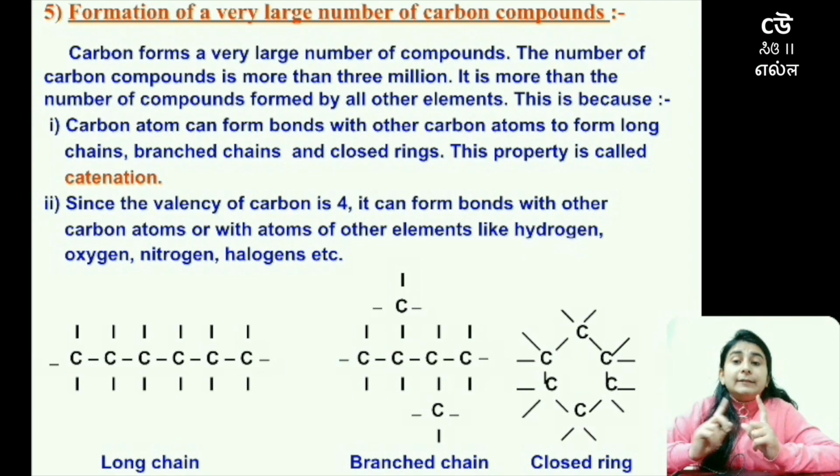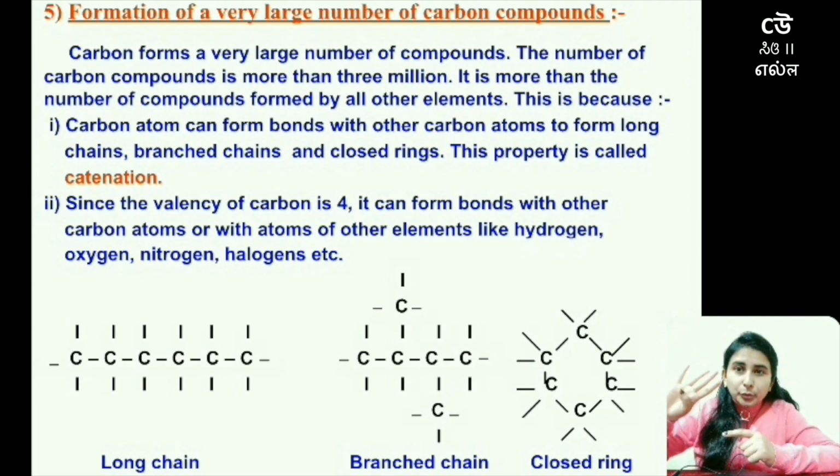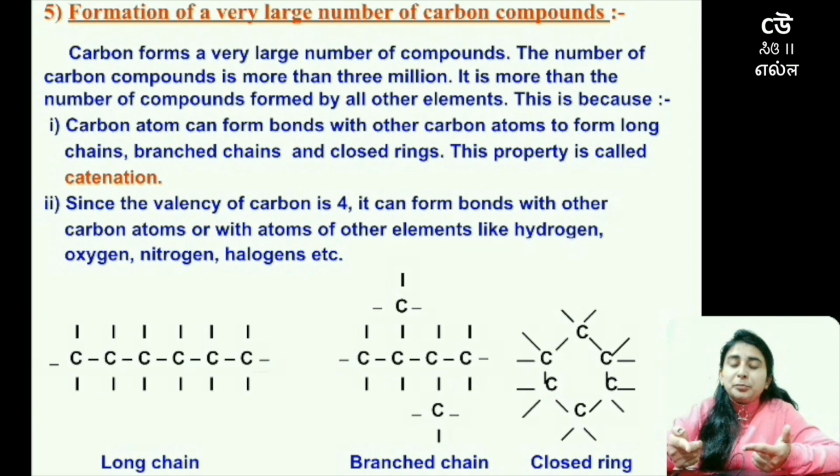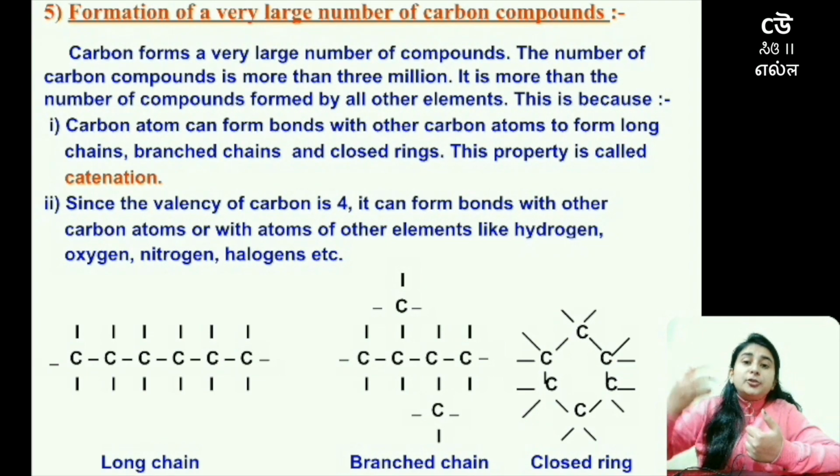So since the valency of carbon is how much? Recall kariye, it's 4, because its atomic number is 6. So electronic configuration would be 2, 4. Therefore, whenever you will draw the structural formula of carbon atom, you have to make sure that there should be 4 space, like 4 dots, to show that it has the capacity to share electrons with the other atoms.